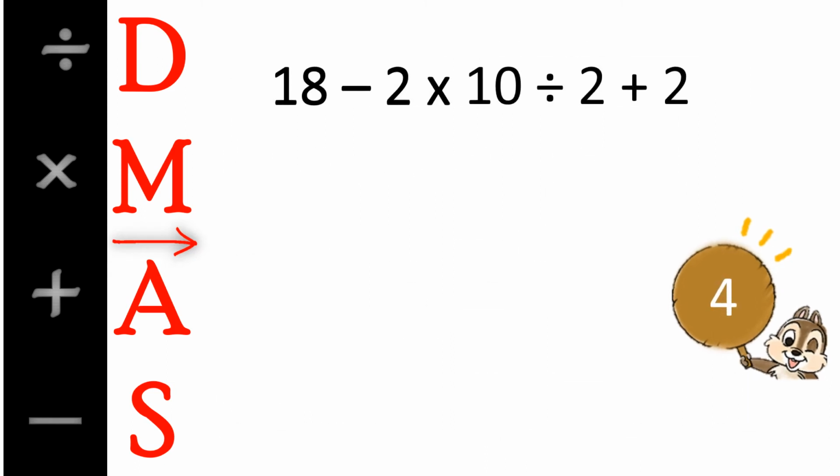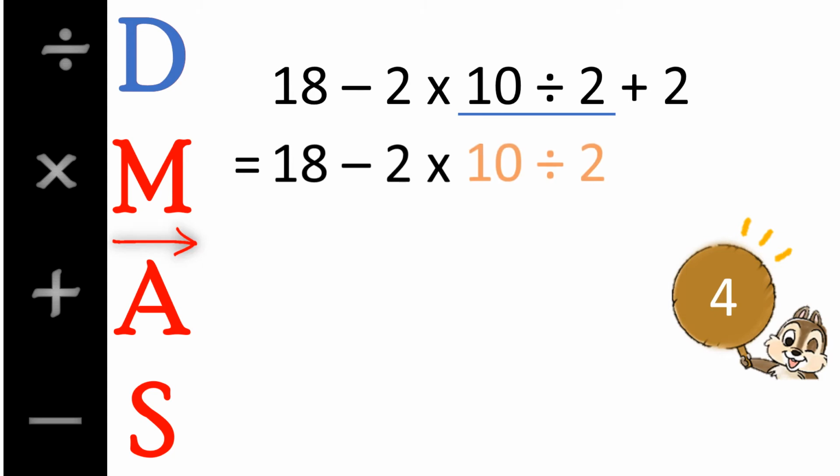Question number 4. 18 minus 2 multiplied by 10 divided by 2 plus 2. Now tell me, according to DMAS, what we have to do first? Yes, division. So write 18 minus 2 and multiplication sign as it is. And divide 10 by 2. We get 5. Then write plus 2 as it is. So we have 18 minus 2 multiplied by 5 plus 2.